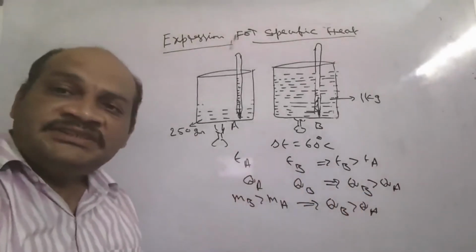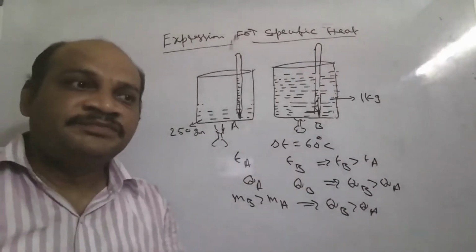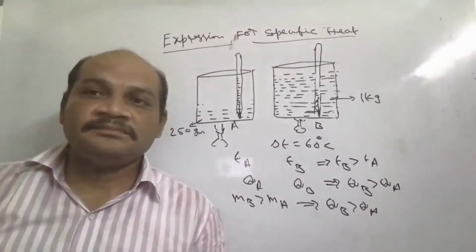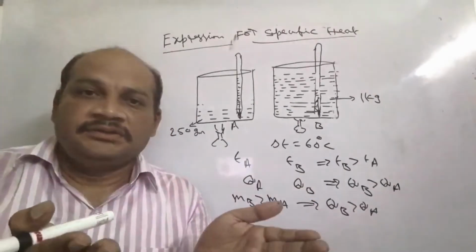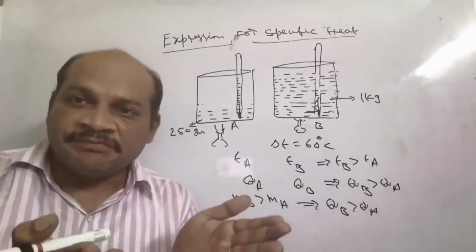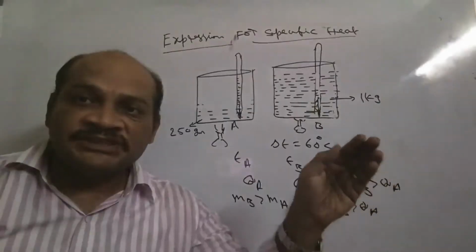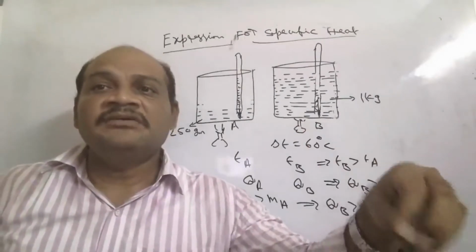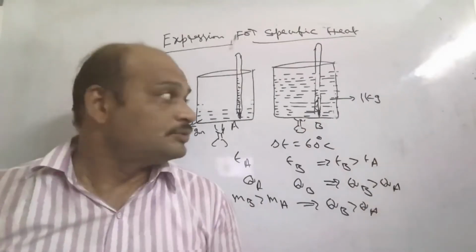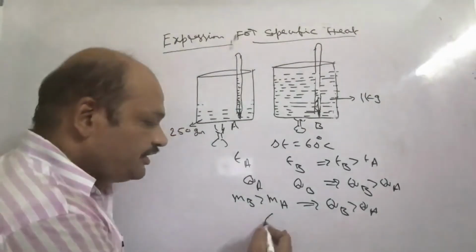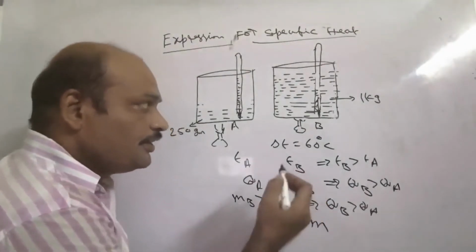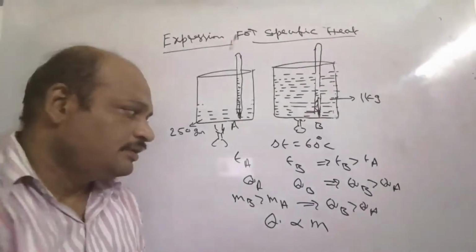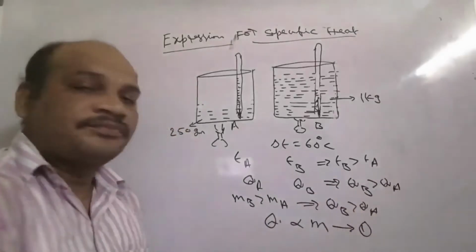So from this explanation, we say that to get the same temperature difference for any two substances of the same material, less mass requires less amount of heat, and more mass requires more amount of heat. So from this explanation, we can write that Q is proportional to M. This is equation number 1.